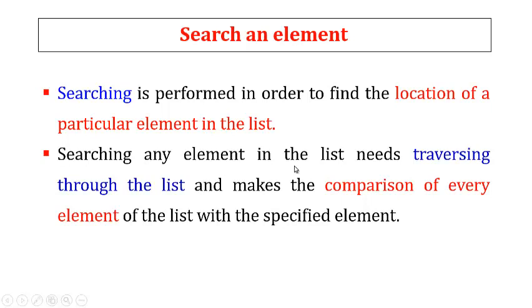And then searching for an element in the list needs traversing through the list and comparing every element of the list with the specified element. So what does that mean? I have 5 different nodes in the given linked list. Take an example: 11, 22, 33, 44, 55. A temporary pointer points to the first node in the given linked list and traverses with your corresponding search element. My search element is 55, so it checks the first element: 11 equal to 55, condition false, and moves to the next node.